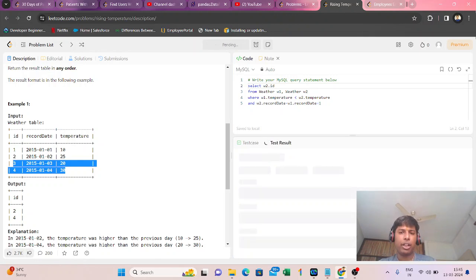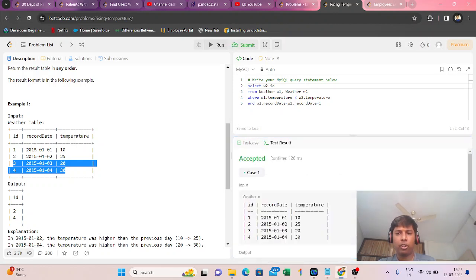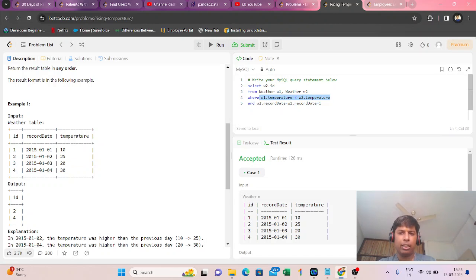Now I will run this and check. Yes, we got our answer. We have used a simple self join here. The first condition is that w1.temperature should be less than w2.temperature, meaning the first row should have lesser temperature than the second row, and the difference between the two rows' dates should be only one, meaning these should be on consecutive days. I hope you have understood this question, and this is again a typical case of self join.